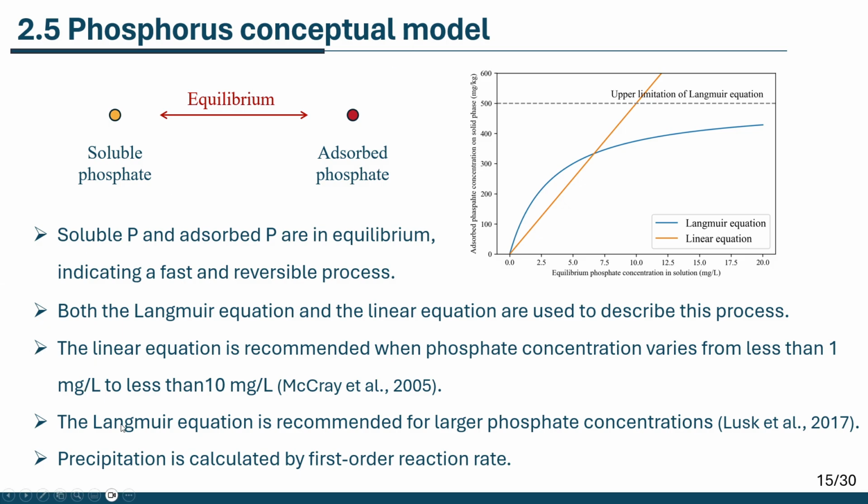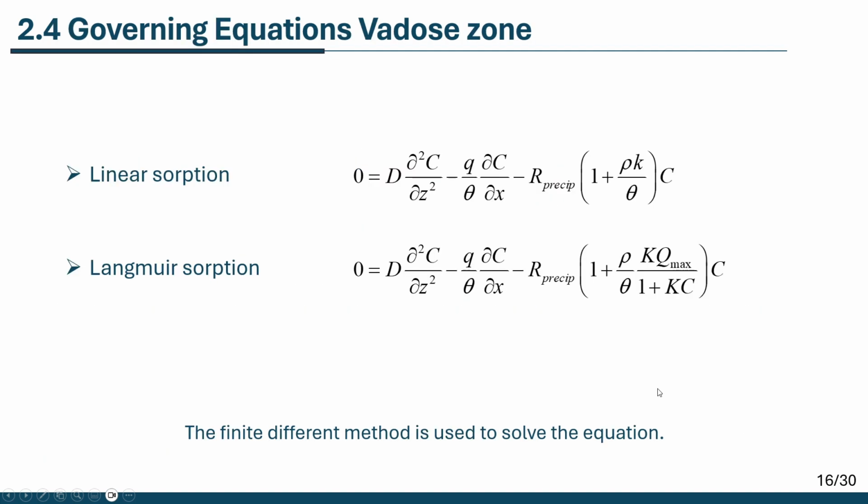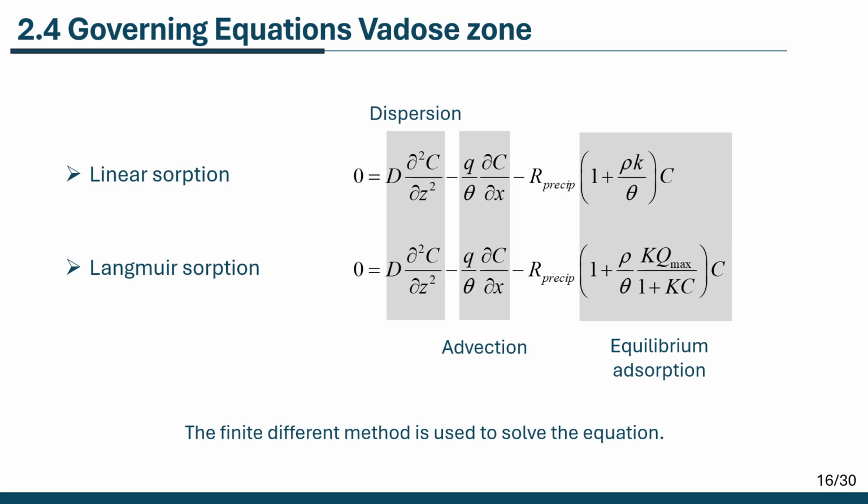Now for the precipitation, it is quite easy. We use the first order reaction rate to describe the process. And now let's move to the governing equations. Since ArcNLET is a steady state model and there is no time variable in our equation, the left term is 0. Okay, for the vadose zone, we use two equations to describe phosphate reactive transport. Here, this term represents dispersion, this term represents advection, and this term accounts for equilibrium absorption in our model. And finally, this term describes the precipitation process.